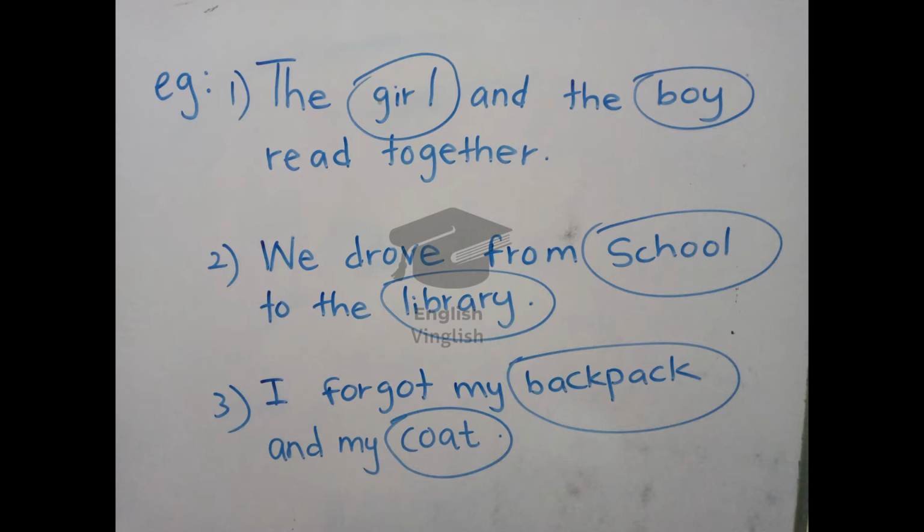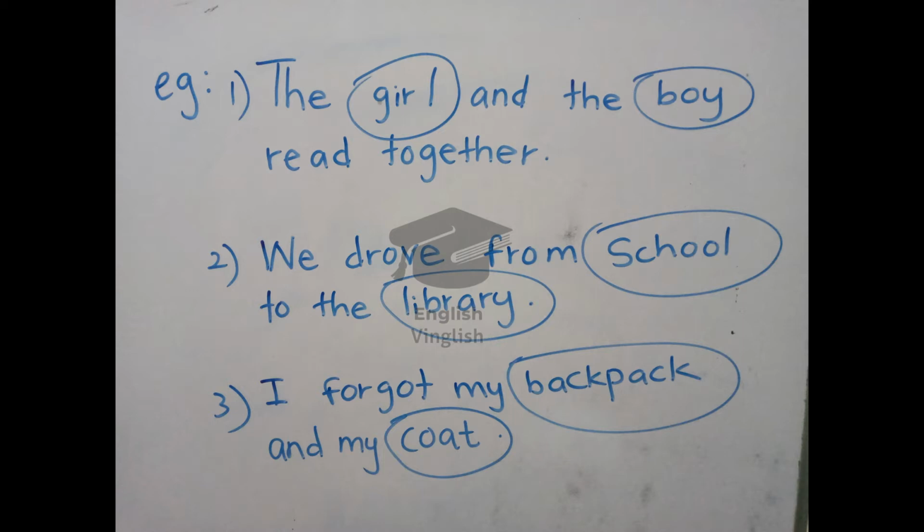The girl and the boy read together. We drove from school to the library. I forgot my backpack and my coat. First one: the girl and the boy read together. Girl and boy are circled and they are the nouns in the given sentence.